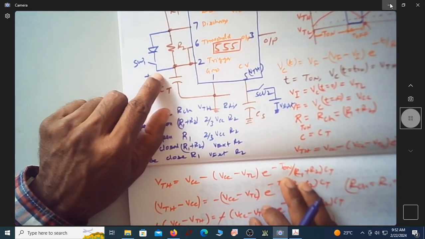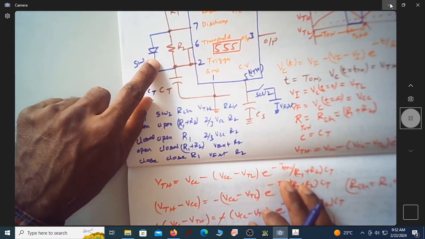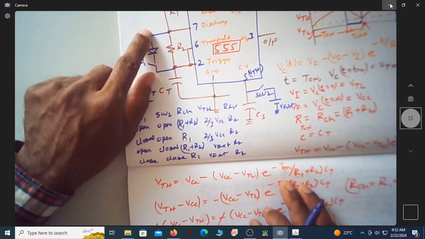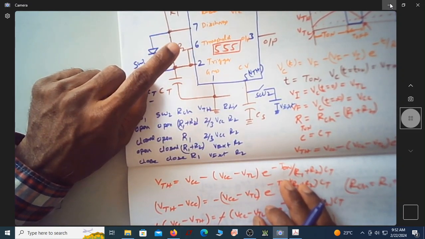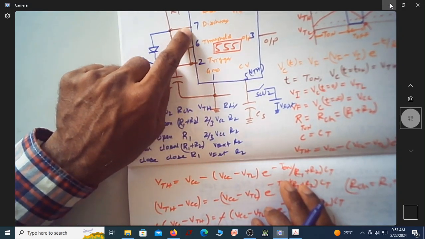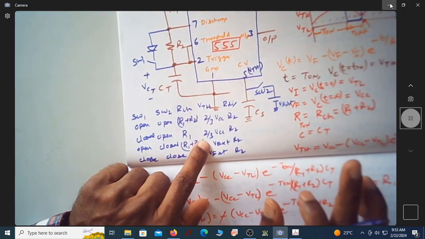Because in the discharging path, this diode will be reverse biased, because current cannot go through this, whether it is closed or open. Current will never go through a reverse biased diode, because the resistance offered by that is too large compared to R2. It will certainly choose R2. So R discharge is always resistor R2.